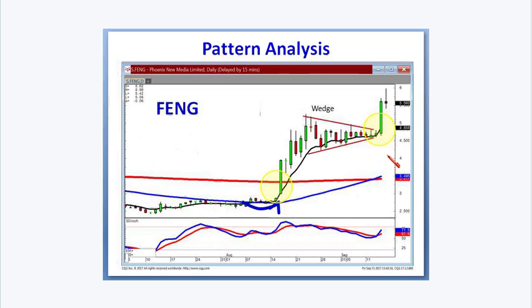Do wedge breakouts test the resistance line more than other breakouts before continuing up? Do wedge breakouts test the resistance line more than other breakouts? I don't understand what that means, Steve.